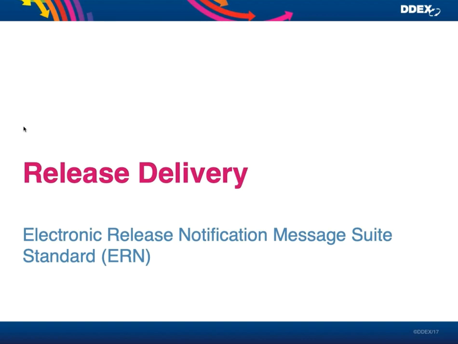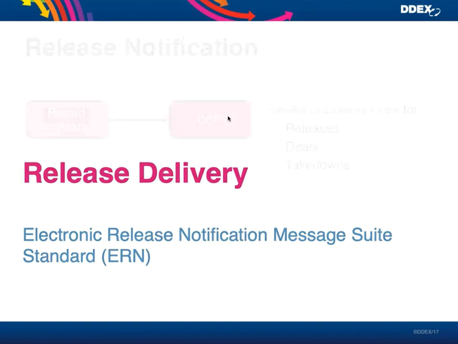So, Electronic Release Notification Message Suite Standard, quite a mouthful, ERN for short. As Mark said, it's all about distributing content from a record company or its distributor to a DSP that can then further distribute the content on to consumers. And the process is really, really simple in this case, luckily.